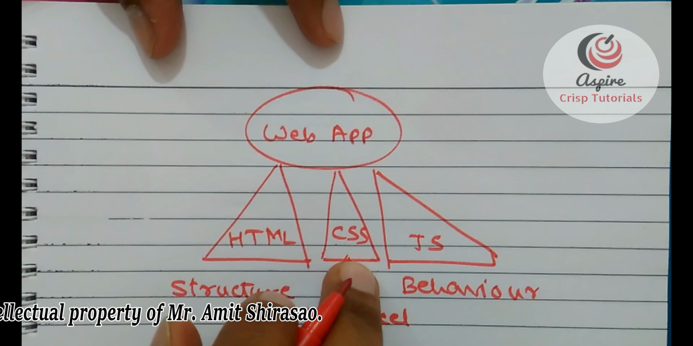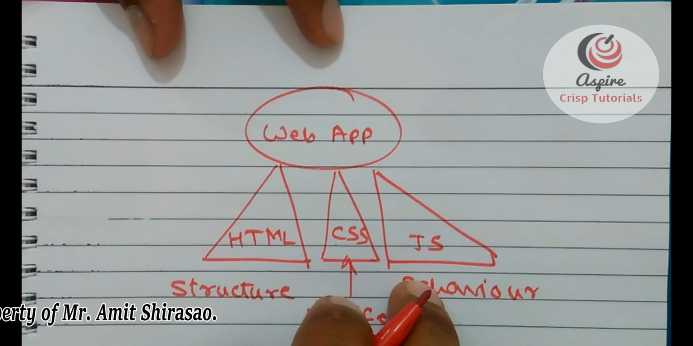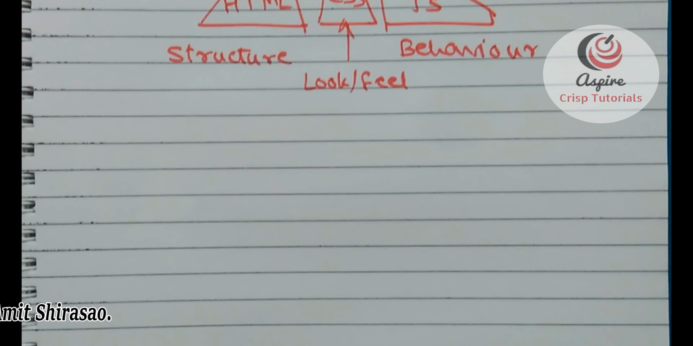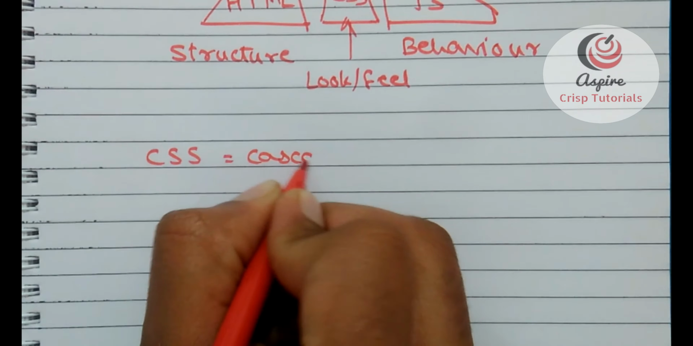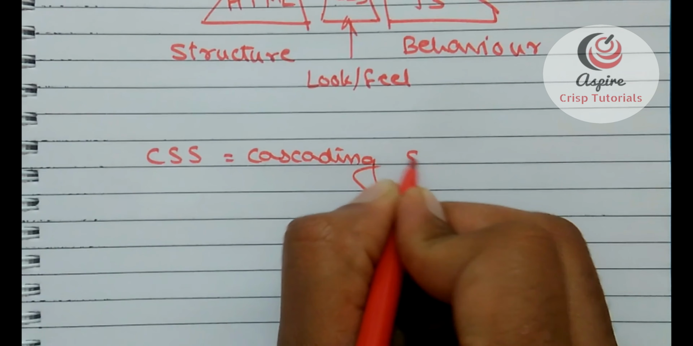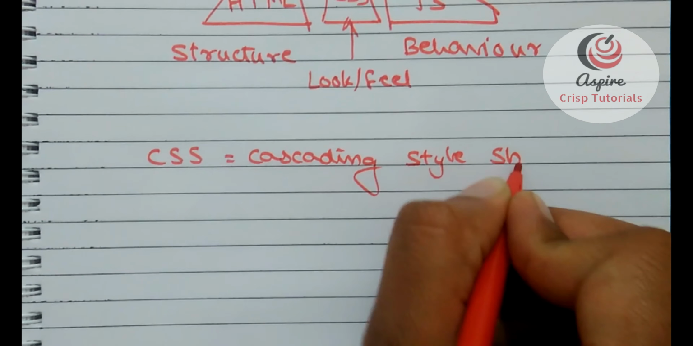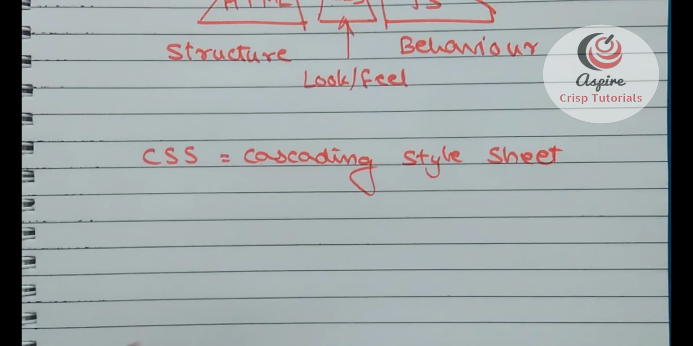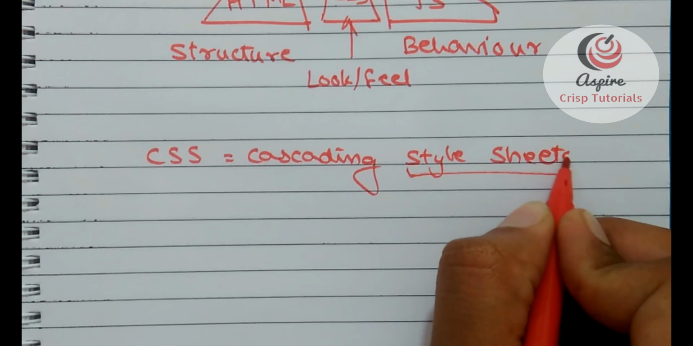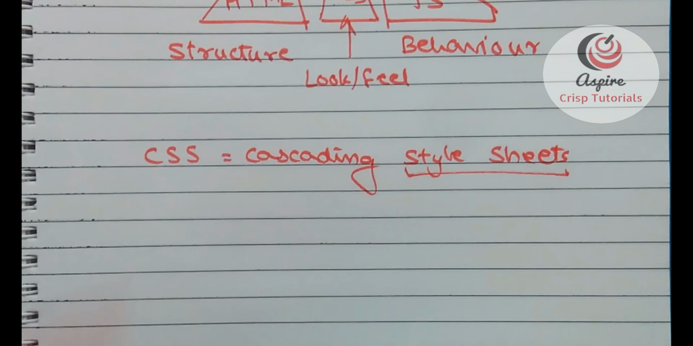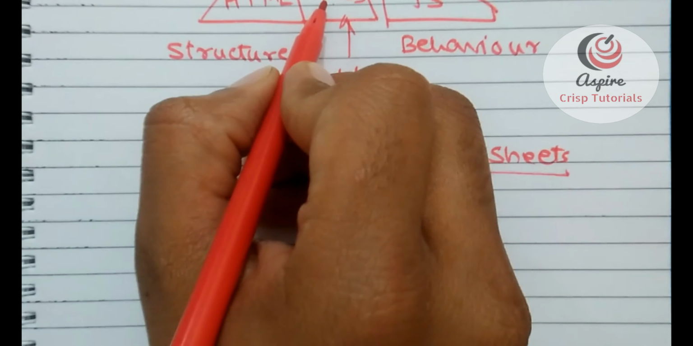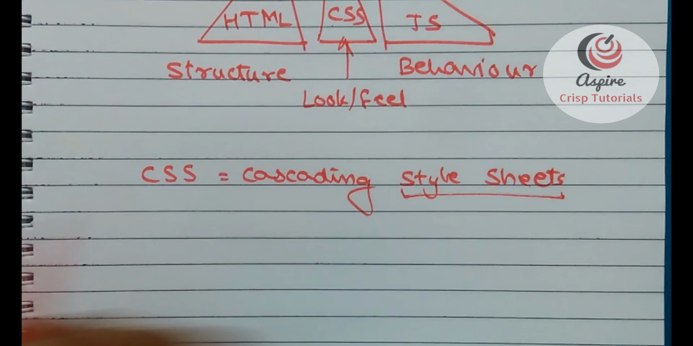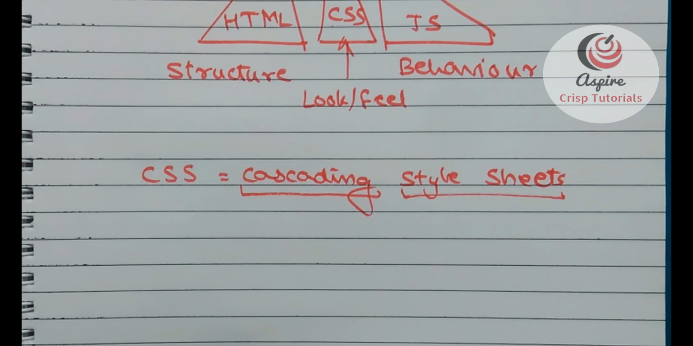Now CSS is the easiest of the three cornerstones, so we'll start with CSS. CSS stands for Cascading Style Sheet. So style sheets, I understand. It is something which adds style or look and feel to your page, and that is why it is a style sheet. But what is cascading? What does it even mean?